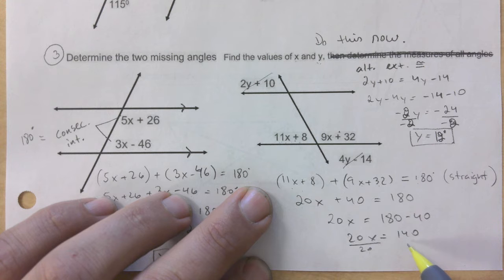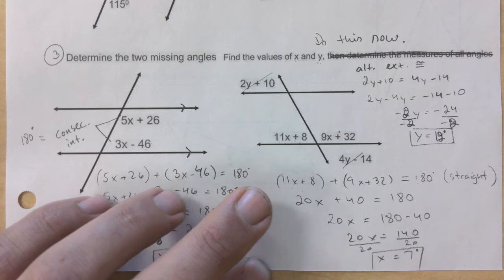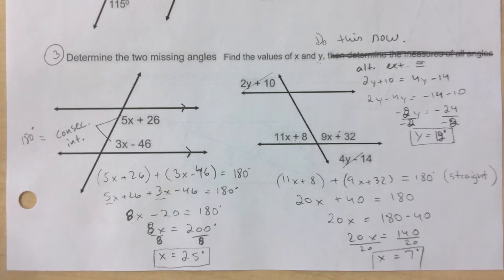Divide both sides by 20. X is equal to 7 degrees. And there you have it.